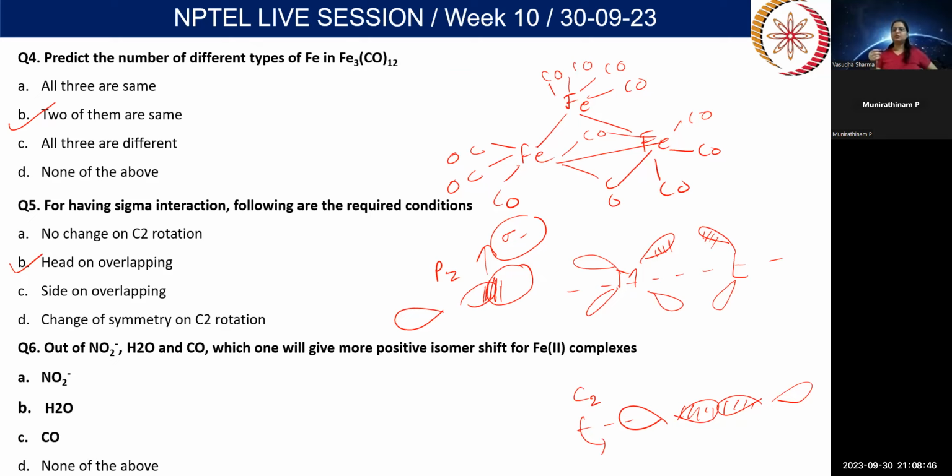So just flip your, if I'm having this one pen and the other pen, and they both are head-on overlapping with each other, right? And now I'm rotating it. Do you think that they're overlapping or the symmetry is changing? Are they becoming like this way? They are still intact, right? They are still along the axis. So is this C2 rotation changed or unchanged?